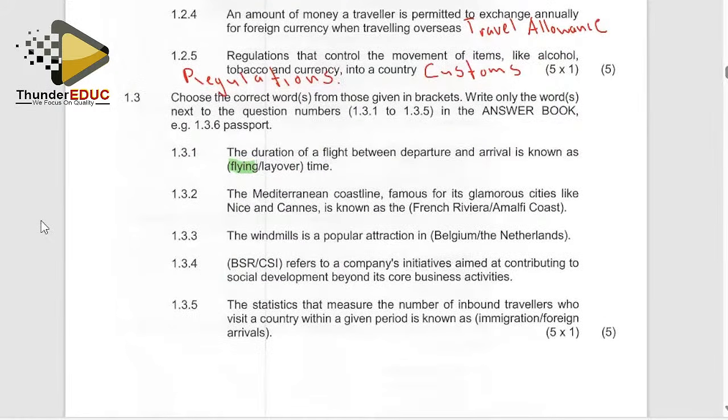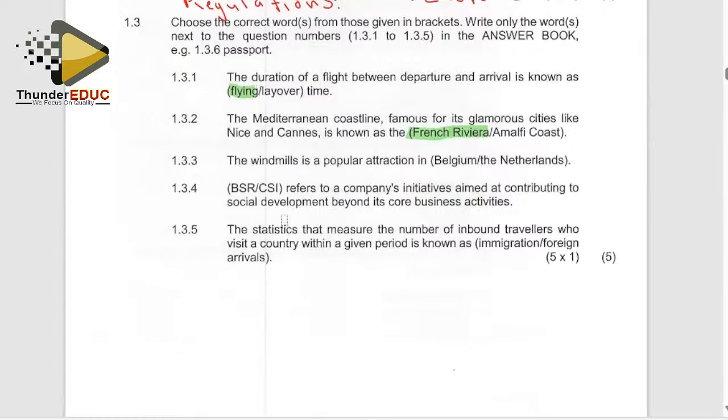Then the Mediterranean coastline, famous for its glamorous cities like Nice and Cannes, is known as the French Riviera. That is the playground of the rich, which is also referred to as the French Riviera. The windmills are a popular attraction in which country? The windmills are a popular attraction in the Netherlands. Then the next question, 1.3.4.